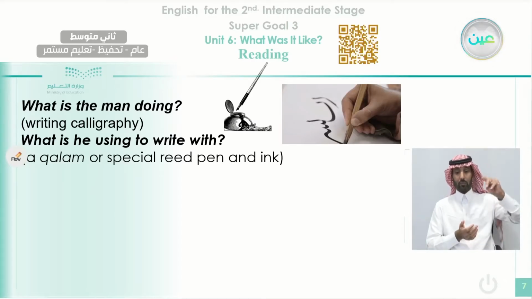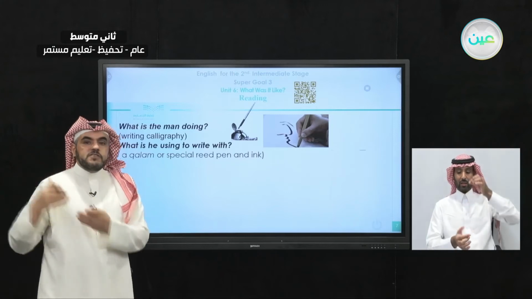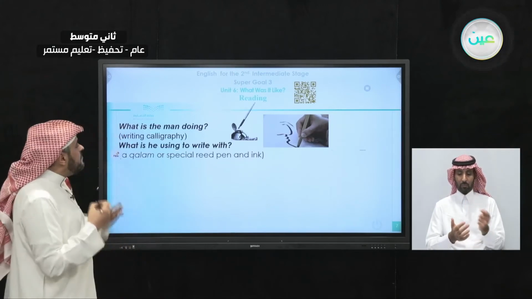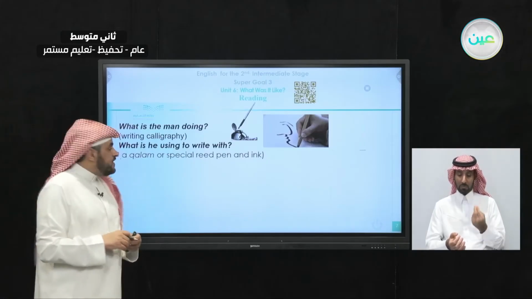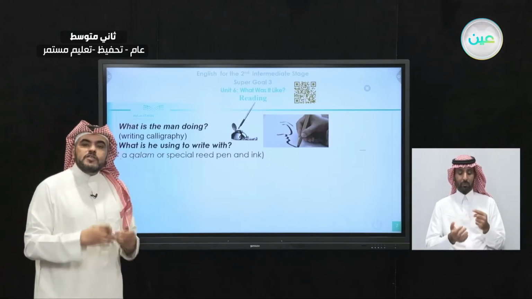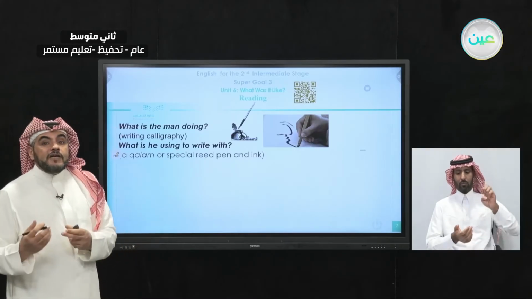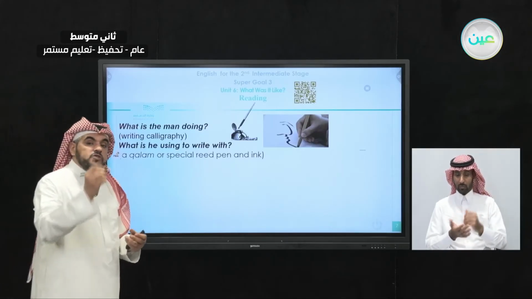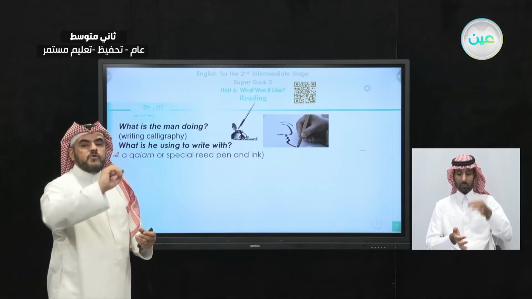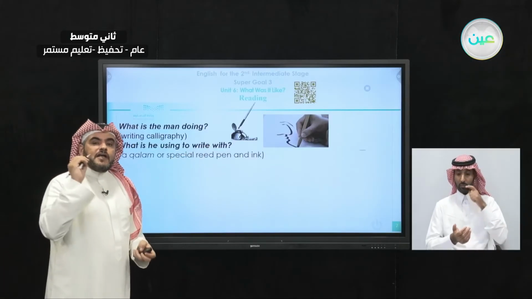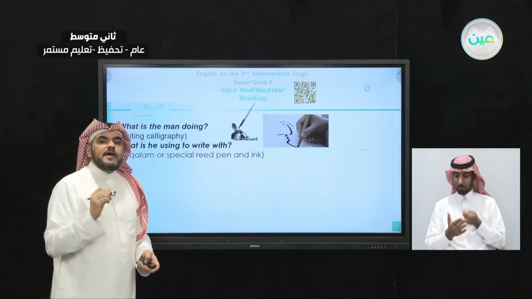Okay, for old people or generations, when they want to write, they use galam. They call it galam, and also they use something like reed. We call it reed, R-E-E-D. What's that? That is a kind of plant that they use. They put it in the ink, and they use it for writing. So the man here is writing calligraphy using a reed.